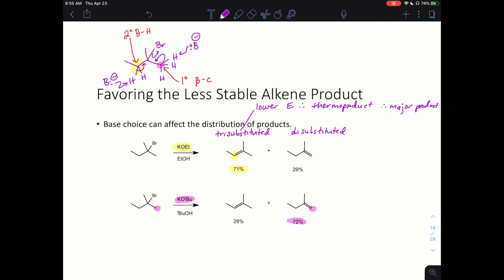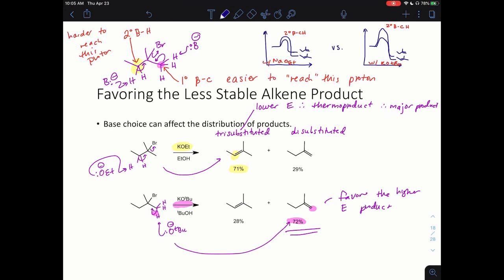And the more substituted product is definitely the trisubstituted, and it's lower energy. It is definitely the thermodynamic product. But what you can see when you use potassium t-butoxide, you can favor the less substituted product, favor the higher energy product. Well, how do you do that? Well, essentially, you're putting this reaction under kinetic control. Let's think about the difference between potassium ethoxide and potassium t-butoxide. And the big difference is just the steric profile of the base. So here is ethoxide.